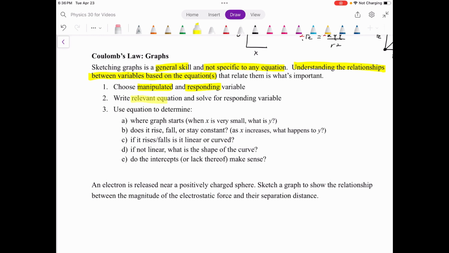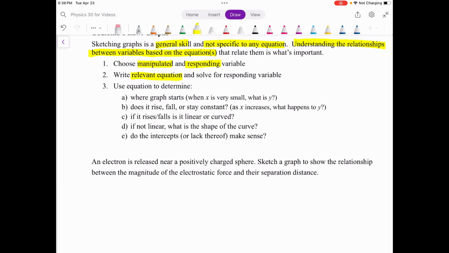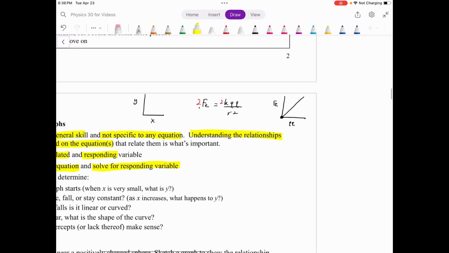Then pick the equation, right? You'll have a variable on the y-axis and a variable on the x-axis. What equation from your formula sheet actually relates those? It's helpful to solve it for the responding variable, right? Because then you can actually look at the equation and see, okay, like we did here, right? If this is solved for the responding variable of the electric force, we can see, all right, so what would happen if I made this bigger, right?